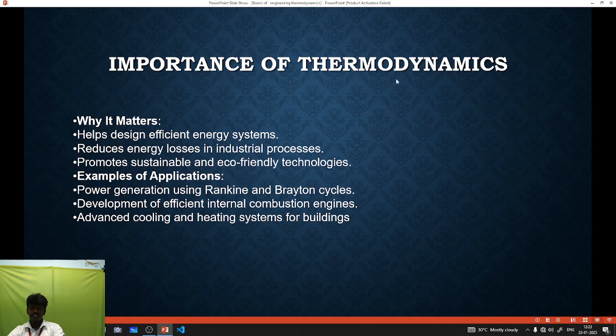These are the importance of thermodynamics, and some examples are power generation using Rankine and Brayton cycles. Rankine cycles are used in power generation and Brayton cycles are used in jet propulsion systems and rocket propulsion systems. Each and everything carries heat transfer, and thermodynamics plays a vital role. Internal combustion engines also carry heat transfer and heat flow, and advanced cooling and heating systems of our buildings, air conditioners, HVAC. These systems are introduced by thermodynamics, and these are the advanced techniques of thermodynamics.